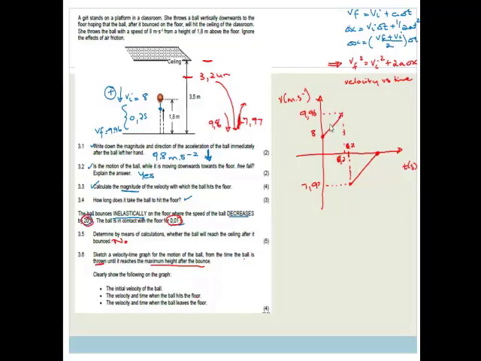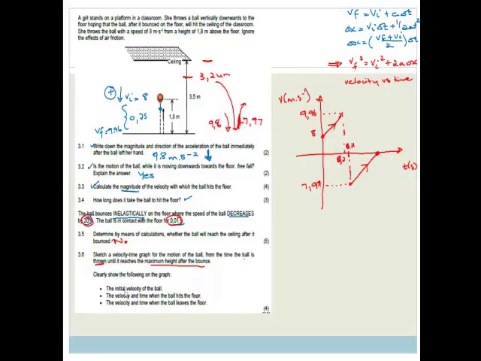And what's very important is that this line should be parallel to that line, because this gradient is the slope of the velocity versus time graph, which is your acceleration. And your acceleration is the acceleration due to gravity, which is 9.8. It's constant. So that slope there should be constant. And that there is how you do this velocity versus time graph.